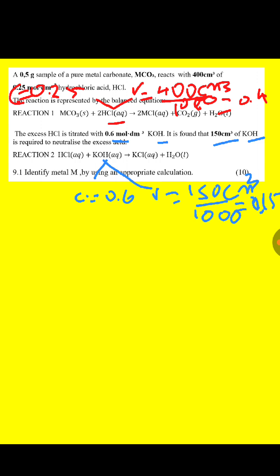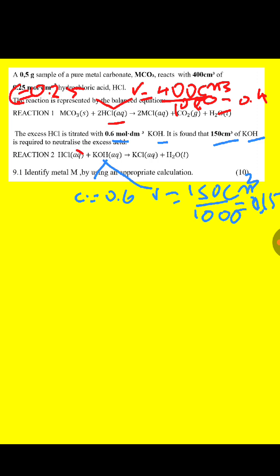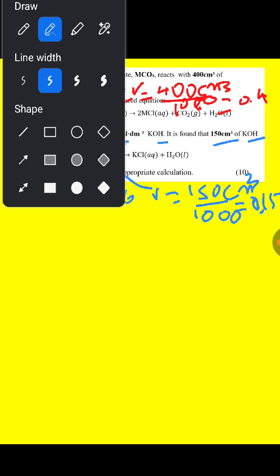Okay, then with this information that I am given, remember the aim is to get the number of moles of HCl in reaction 2 and number of moles of HCl in reaction 1. You must get this number of moles. Once you get this number of moles, then you subtract them. That is when you are given the two reactions. Always try to do that. So let me do the calculations.